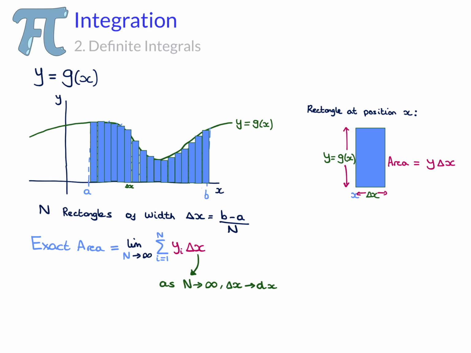This limit of summing together an infinite number of infinitesimally small chunks is what defines a definite integral, and it corresponds to the area under a curve because each of these small chunks corresponds to a small bit of area under the curve.